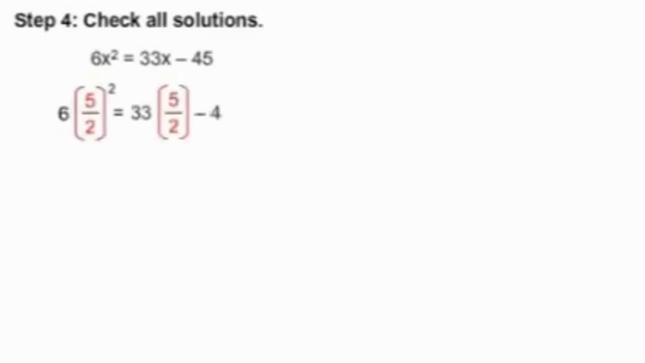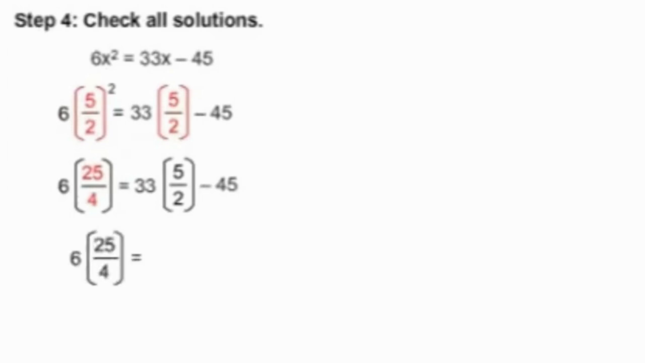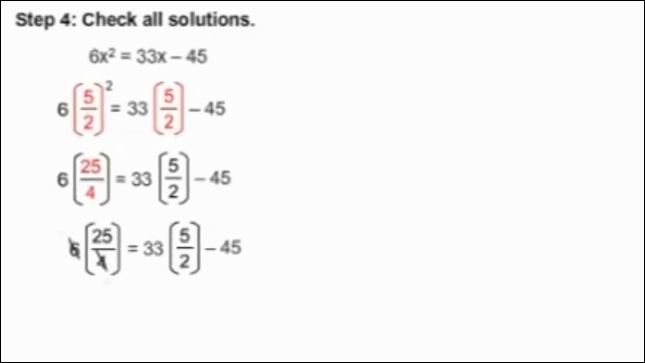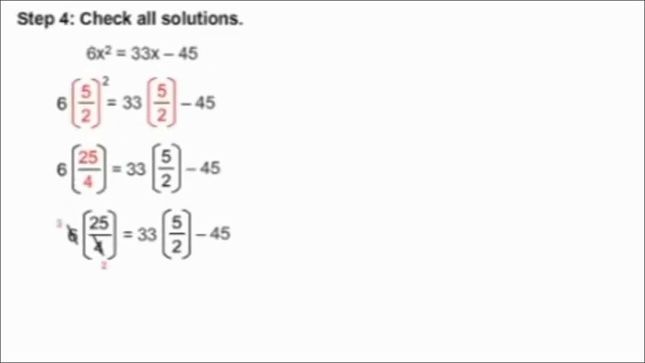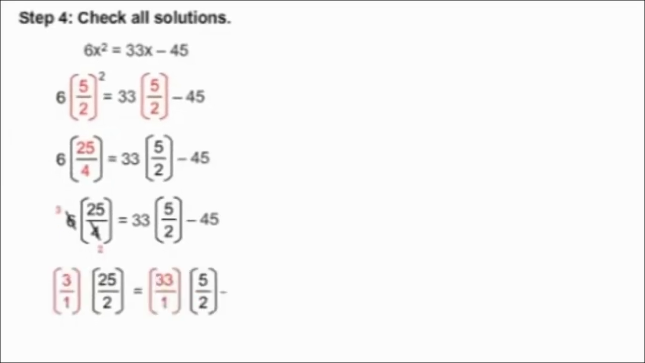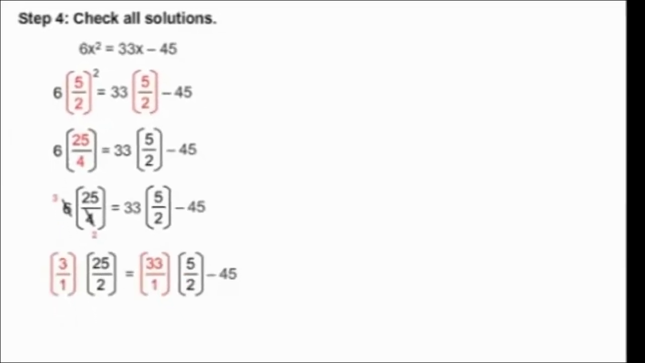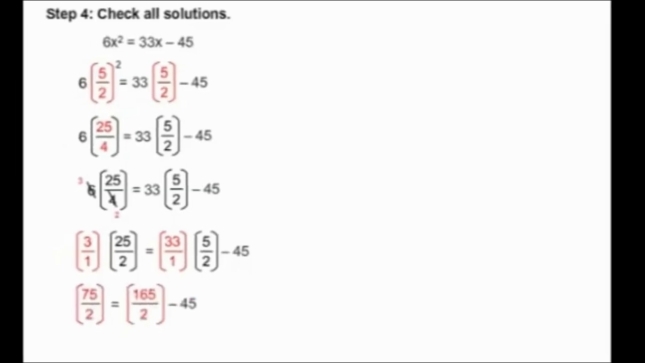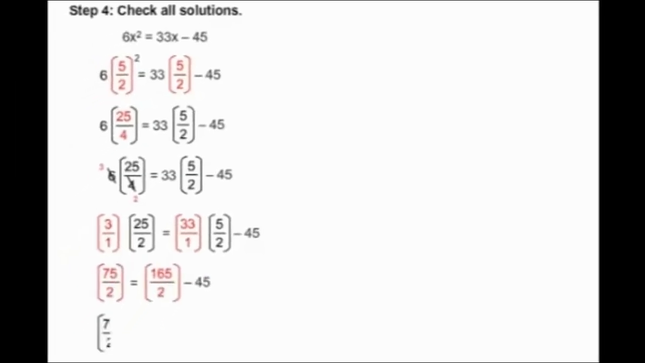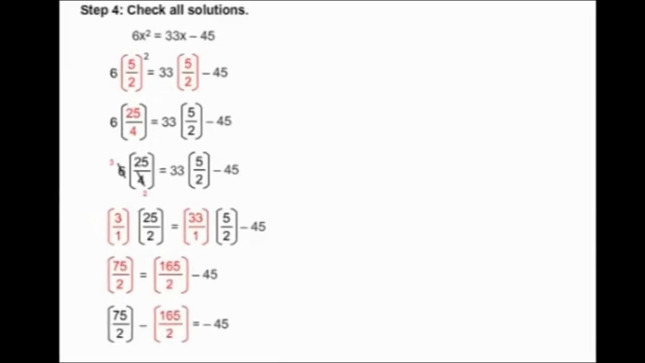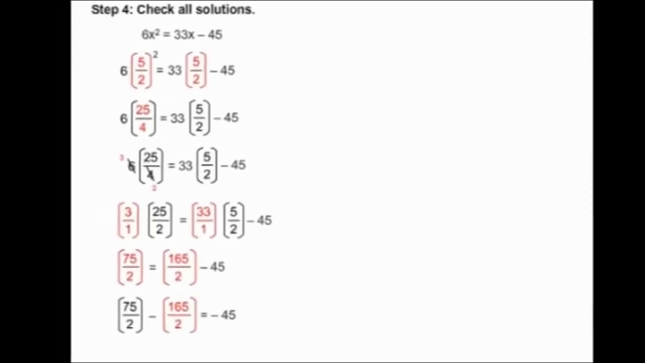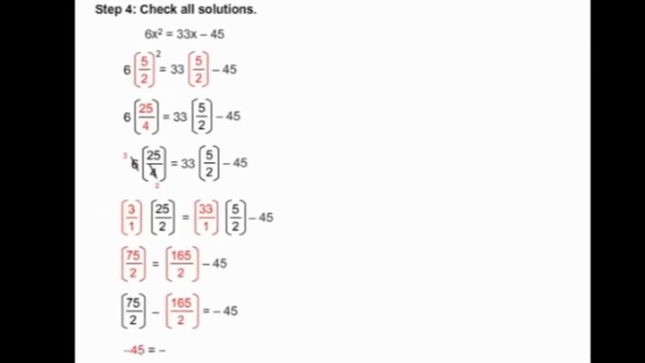First, substitute 5/2 for x. Square both the numerator and the denominator. Simplify by dividing 6 and 4 by 2. Write the integers as fractions with 1 in the denominators. Multiply the numerators and multiply the denominators. Subtract 165/2 from both sides of the equal sign and simplify. The equality indicates that this solution is correct.